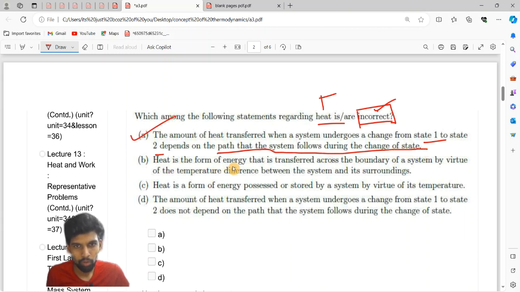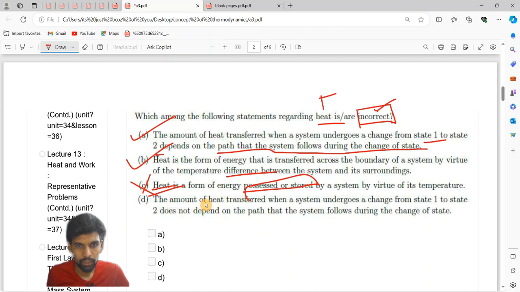And heat is a form of energy that is transferred across the boundary of a system by virtue of the temperature difference between the system and its surroundings. So this is the definition of heat. This is also correct. The third statement is: heat is a form of energy possessed or stored by the system by virtue of its temperature. So this is incorrect. It is more like stating about internal energy, not about heat. So this statement is incorrect with respect to heat.